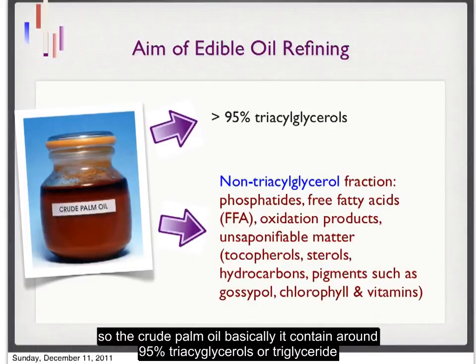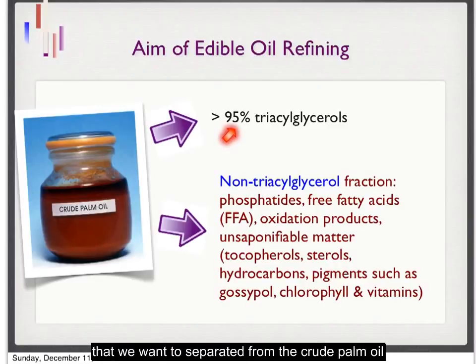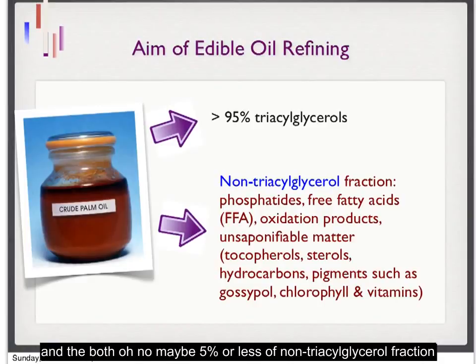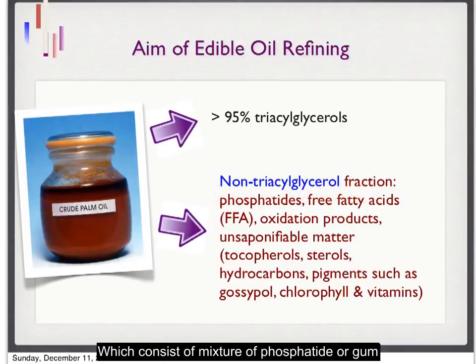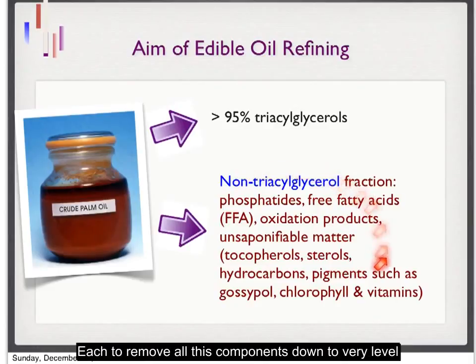So the crude palm oil basically contains around 95% triacylglycerols or triglycerides. This is the actual part of the oil that we want to separate from the crude palm oil. And there is about 5% or less of the non-triacylglycerol fraction, which consists of a mixture of phosphatides or the gums, free fatty acid, FFA, oxidation products, and other things. So basically the aim of edible oil refining or crude palm oil refining is to remove all these components down to a very low level.